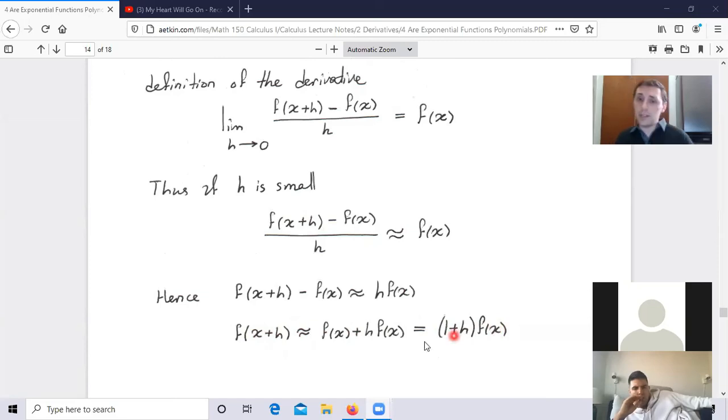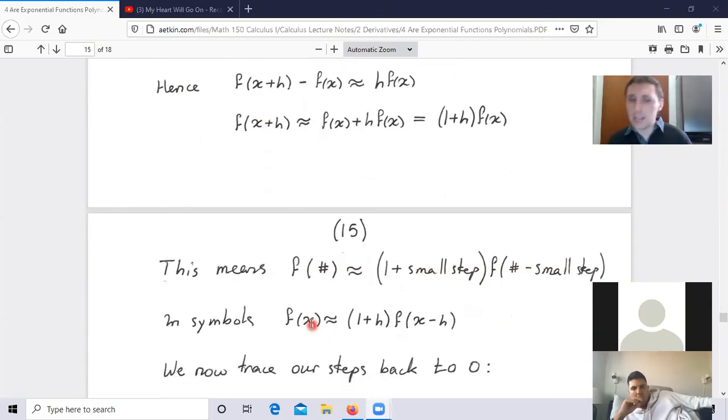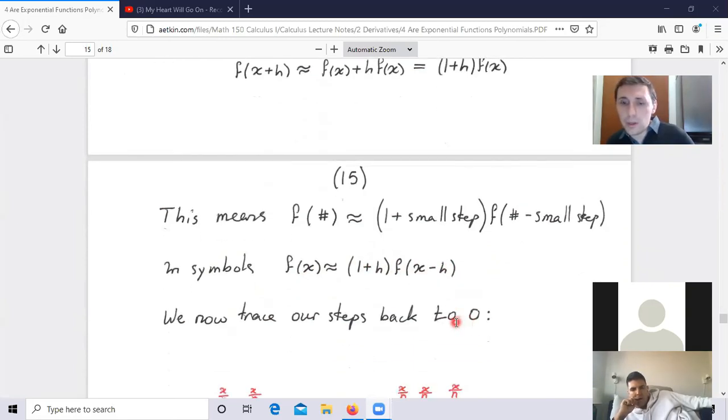And then if I'm clever, I realize what this means. This means the function evaluated at a number equals 1 plus a small step back, times the function evaluated at the number minus the small step back, which I can write in symbols as f of x approximately 1 plus h, f of x minus h. And now I'm going to walk back to zero because the function at zero is equal to one. That's what I know, right?